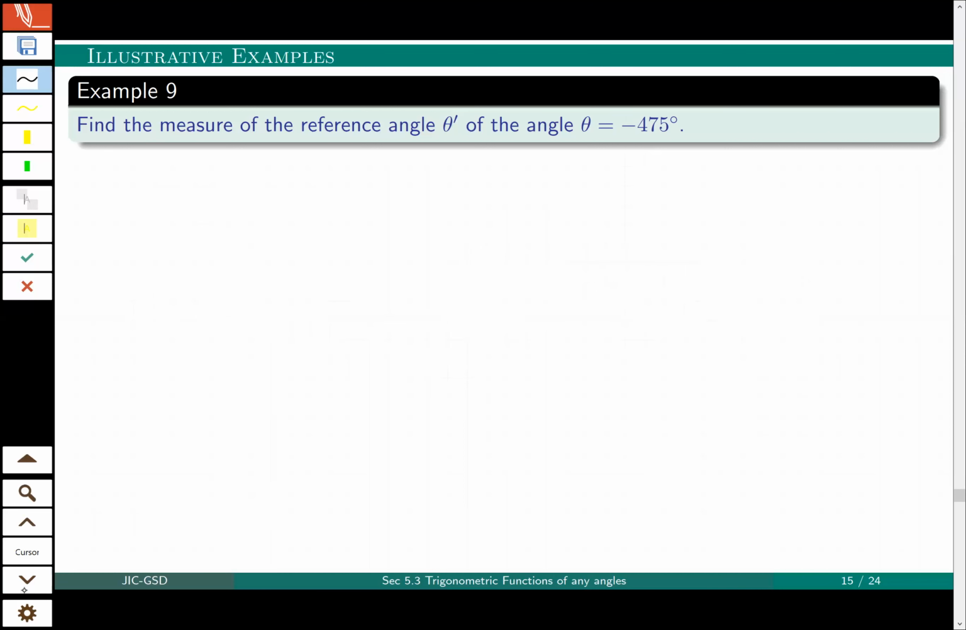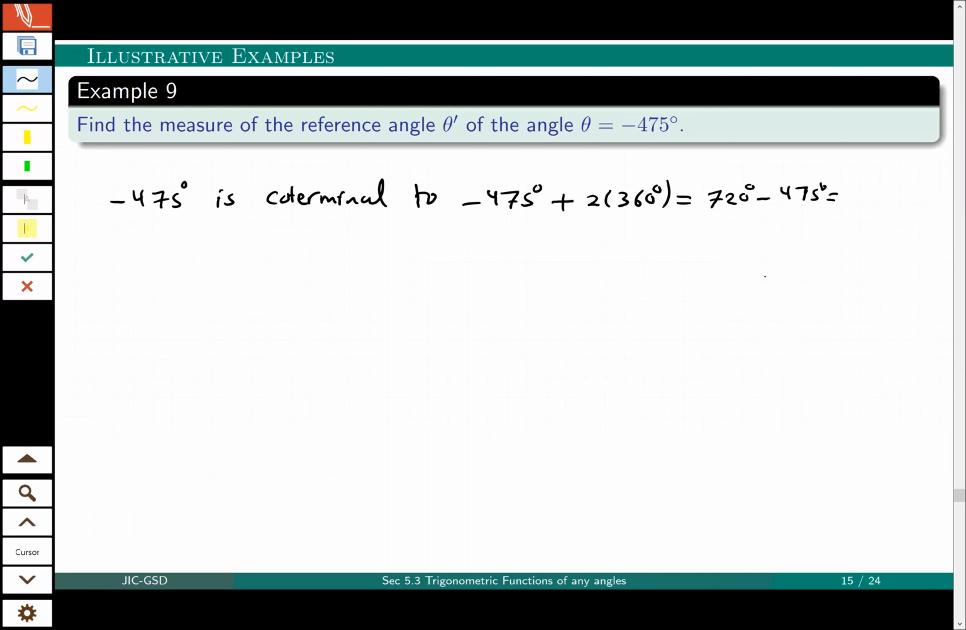Here it says find the measure of the reference angle. But what he is giving me is a negative angle. It's not between 0 and 360. So I should say first, minus 475 degrees is coterminal to, we add how many circles? We said minus 475. We add 2 circles, which is 2 times 360. So that will be 720 minus 475.